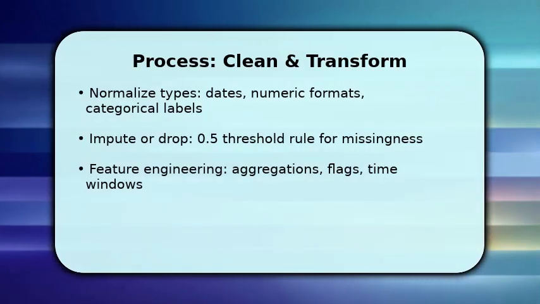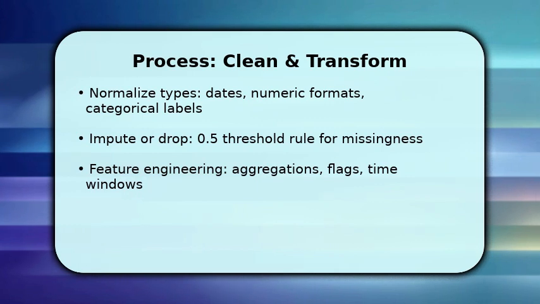You now clean and transform with purpose. Coerce types, standardize date formats, and unify categorical labels so joins behave. Then decide on missing data rules: impute when under 50% missing per feature, otherwise consider dropping or flagging. Document assumptions.